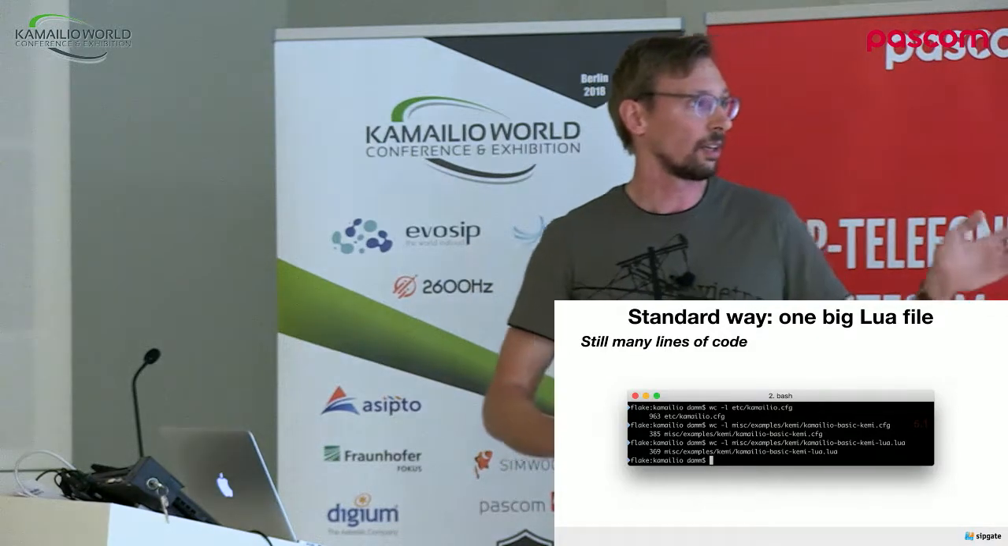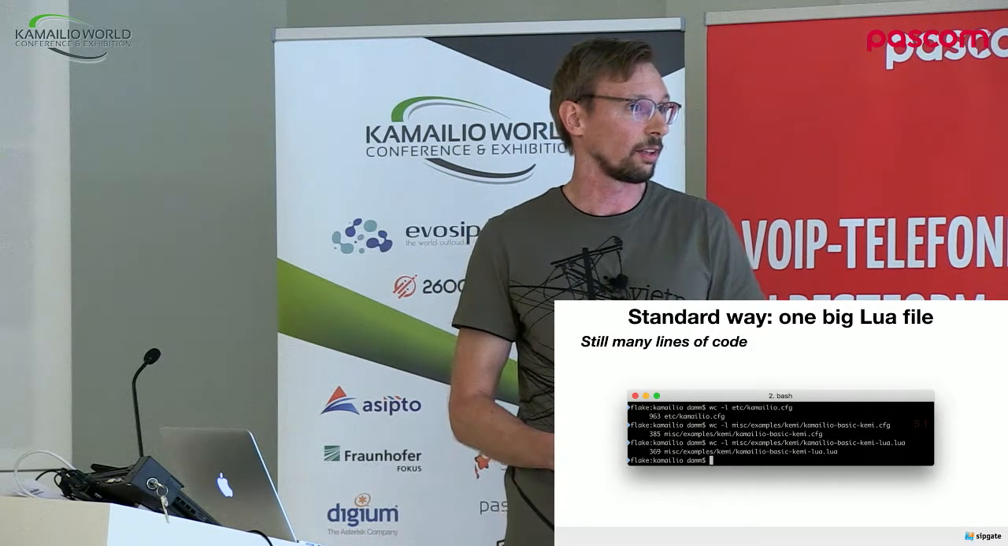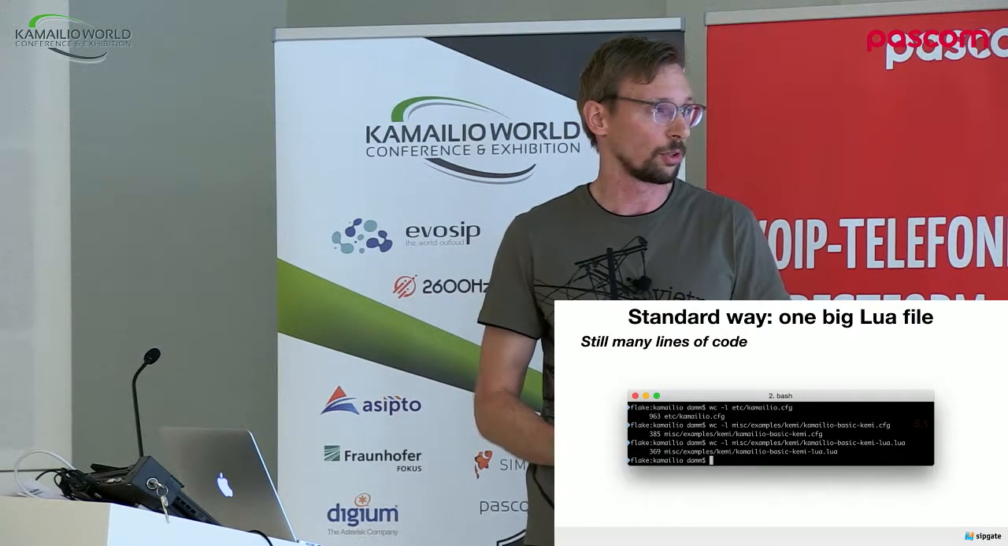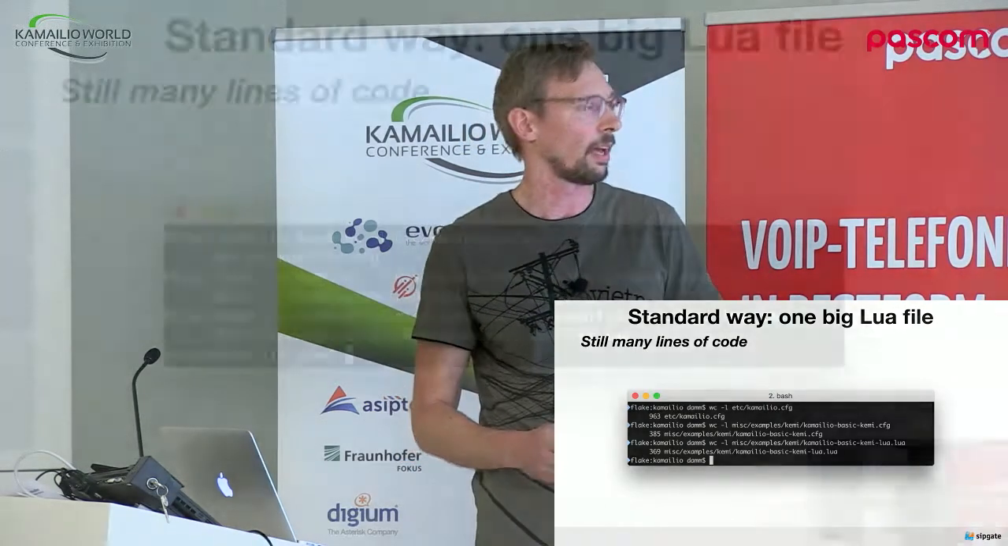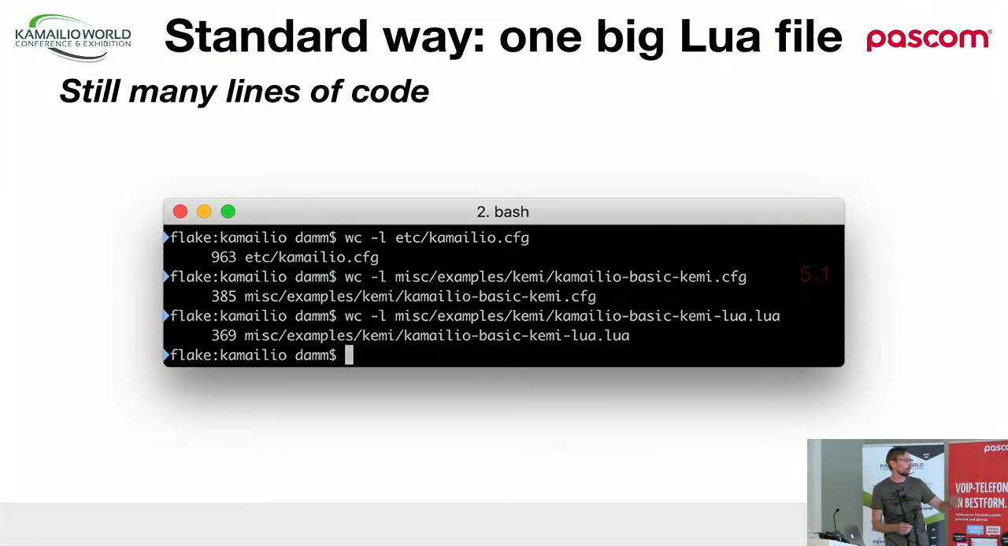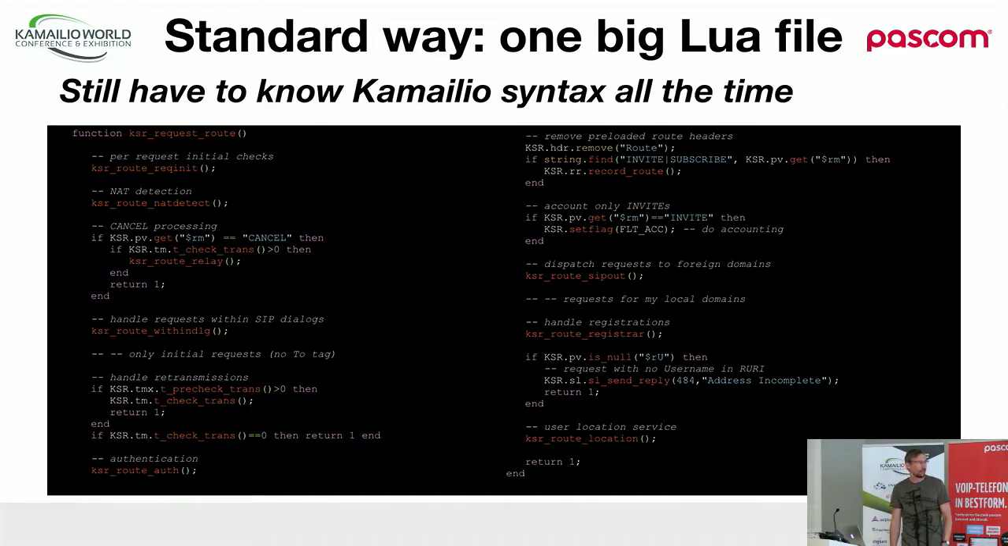So I took the example Kemi file that comes with the distribution of Kamailio, and you can see there the native function has almost 1,000 lines, but the example file of the Kemi Lua version is still too long for what I think. And you don't have to read that. I know it's too small, but that's the request route written in the Lua way.